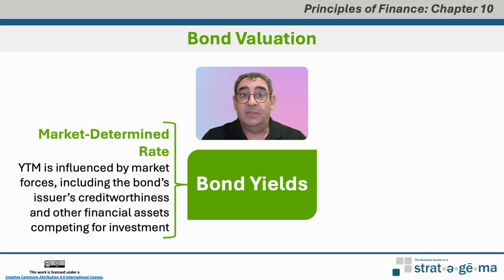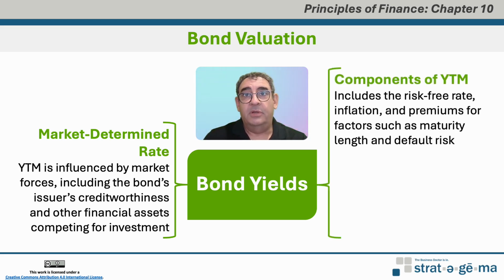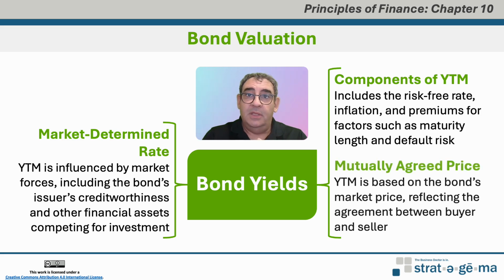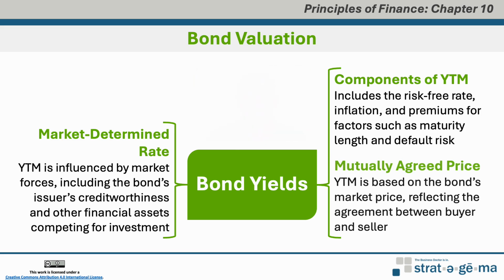The yield to maturity is influenced by various market forces, including the bond issuer's creditworthiness and other financial assets that are competing for that investment. Remember, other bonds of similar risk, or other investments of similar risk. The yield to maturity, in essence, is a return, and that return, you'll see when we do stock valuation, includes a risk-free rate and then premiums for factors like the length to maturity and the default risk. In essence, the yield to maturity is based on the bond's market price, and it reflects an agreement between the buyer and seller. If the buyer and seller don't agree, we don't have a deal.